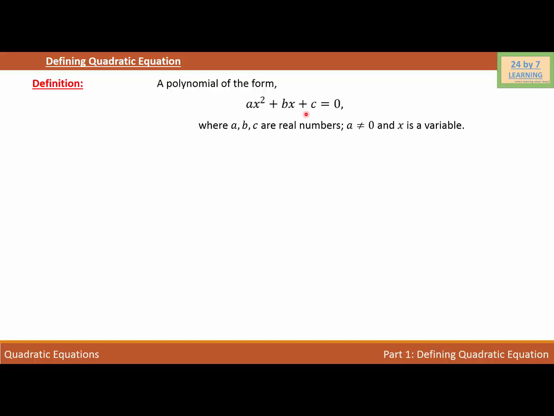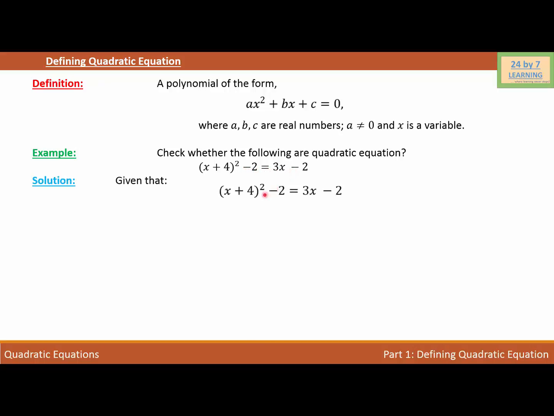Now let's consider an example where we can explore how to define a quadratic equation. So the example is, check whether the following are quadratic equations. (x plus 4) whole square minus 2 is equal to 3x minus 2. It is given that (x plus 4) square minus 2 is equal to 3x minus 2. If you look at this term right here, this is more like (a plus b) whole square. So I'm going to use the formula right here which tells us that (a plus b) whole square is equal to a square plus 2ab plus b square.